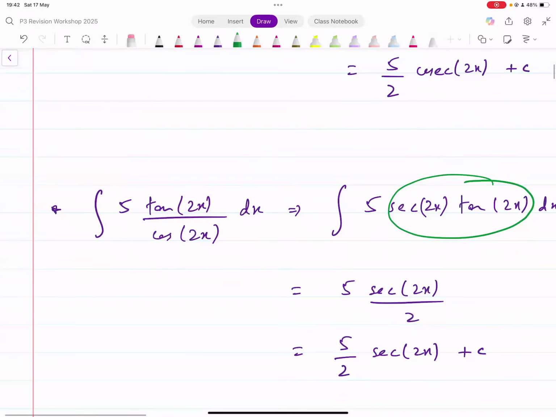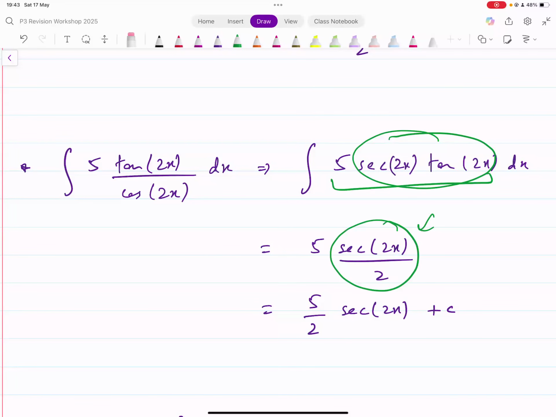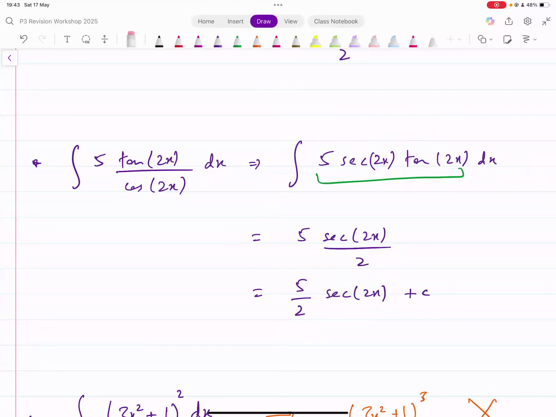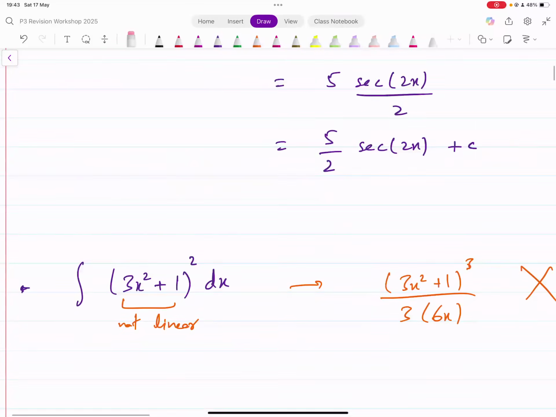When we bring cos to the numerator, that becomes secant, and we get this expression: integration of secant 2x into tan of 2x, that's secant 2x divided by 2. The 5 remains outside as it is, and you get that integration directly. Okay, so you don't have to use integration by parts or any other rule in this case. It's given in the formula sheet directly. You just have to change this slightly, change cos to secant, and then integrate that.